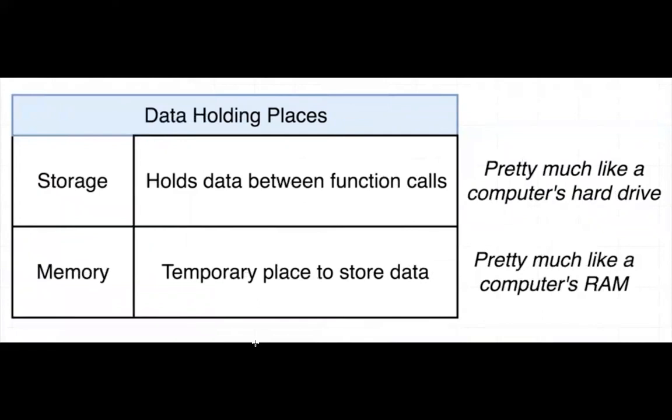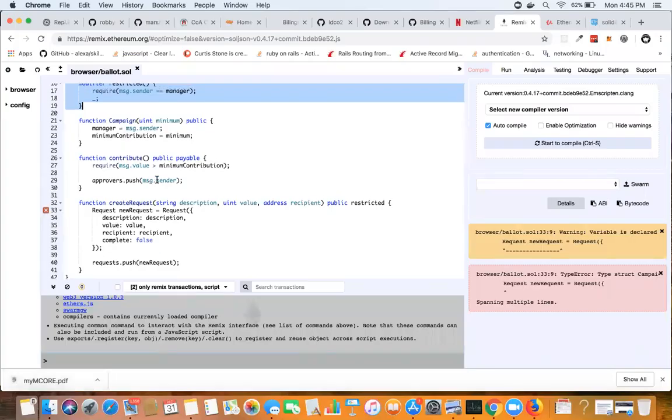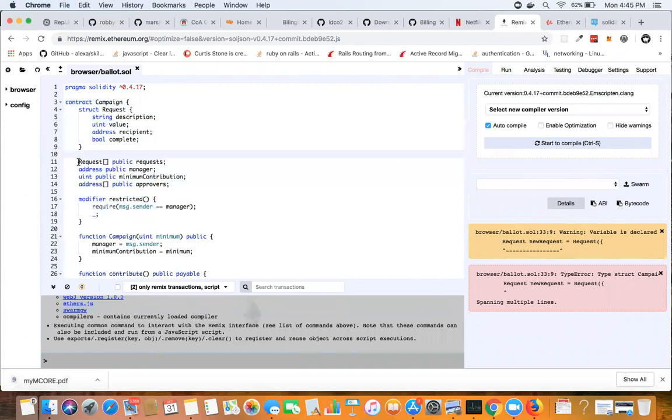On the one hand, we have one bucket that stores all our data, and we refer to it as storage. Storage is used to hold data between function calls. An example of storage is all the different variables that I initialized at the top of the contract that you could see here. All these variables here is what I'm referring to. So these are all variables or pieces of data held in our contract's storage. And storage is available between function calls.